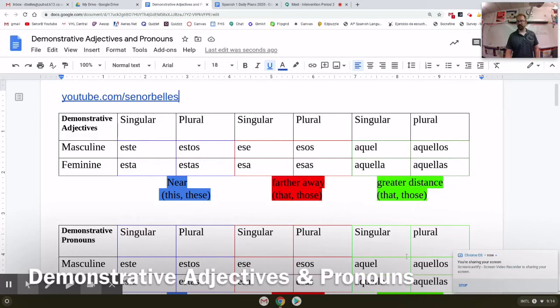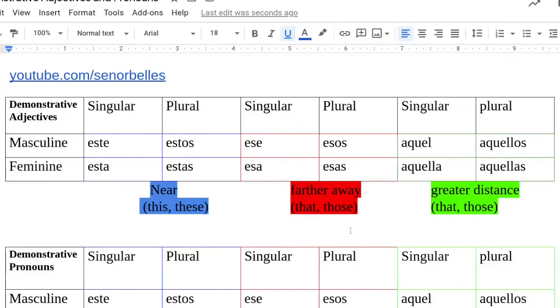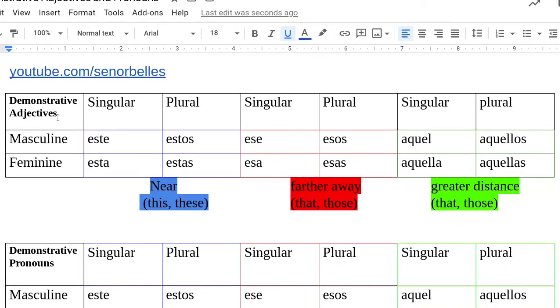Hola, buenos días. So for this video, we're going to look at something called demonstrative adjectives and demonstrative pronouns. It's a fancy way to say the words this, that, these, and those, or these ones, those ones, this one, that one. There are more of these in Spanish than there are in English because you have to keep in mind gender. So we're going to start off looking at the demonstrative adjectives.